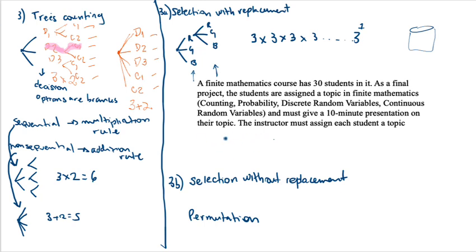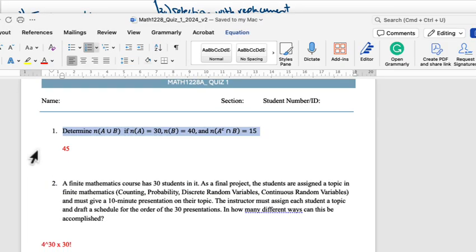A finite mathematics course has 30 students in it. As a final project, the students are assigned a topic in finite mathematics: counting, probability, discrete random variables, and continuous random variables, and must give a 10-minute presentation on their topic. So the instructor must assign each student a topic. The question doesn't stop here, okay? So this is just the first part of the question. The question goes on.